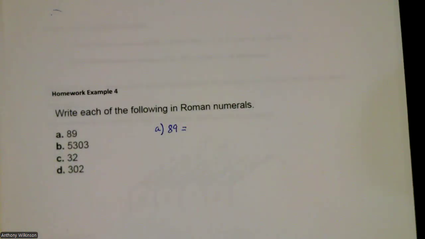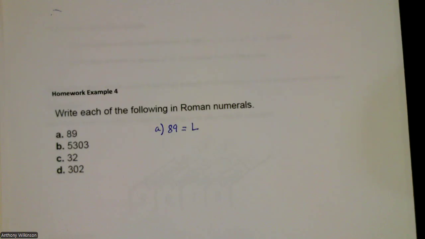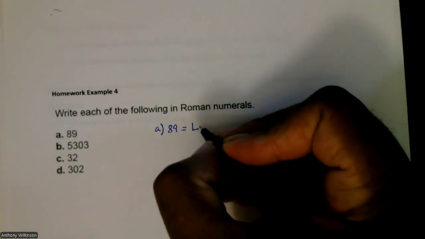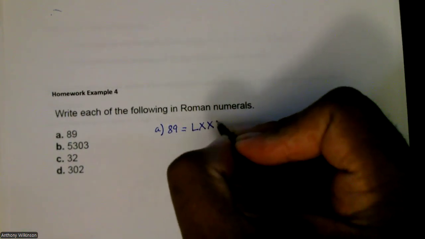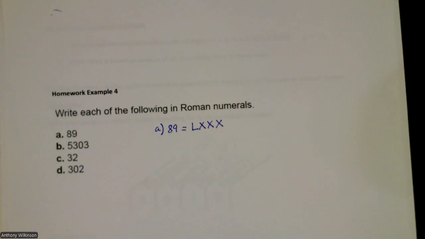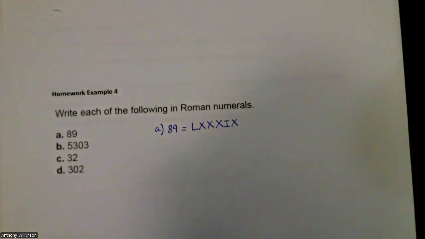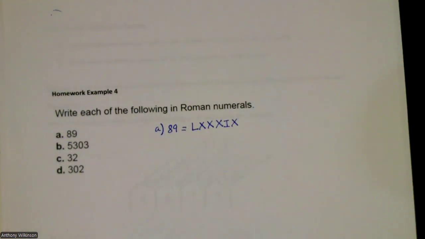Well, in this case here, let's start with the 50, which means L is the Roman numeral for 50. Let's use that. And then 10 will need 3 X's, because that's 50, 60, 70, 80. And then for the 9, of course, that's 1 less than 10. So that means I have to use IX, because that's the one that has the subtractive property. 9 is 1 less than 10, so I must use IX. So LXXXIX is the Roman numeral for 89.